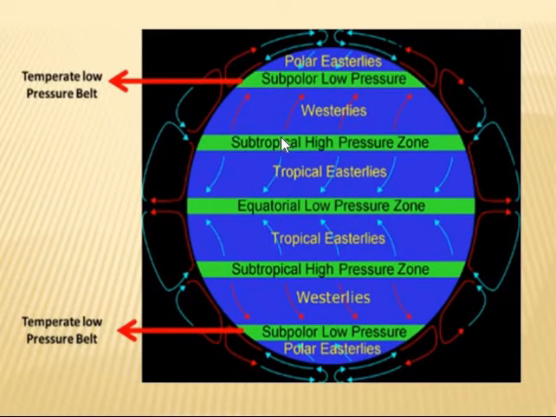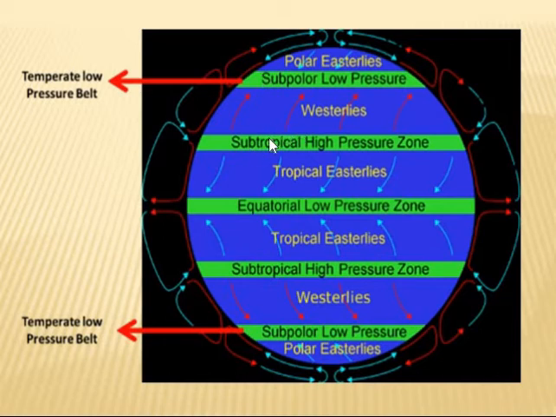Next is westerlies. The winds blowing from the subtropical high pressure belt to the subpolar low pressure belt between 35 to 60° north and south latitudes are known as westerlies. Now come to the main characteristics. First point, we can tell the direction.